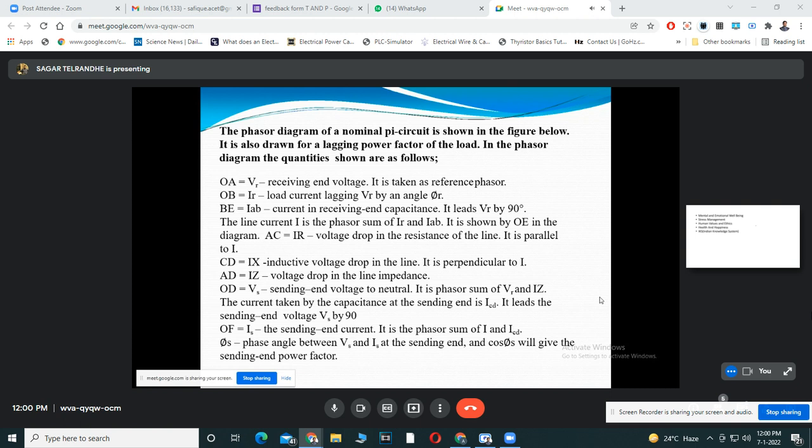Then we have our next phasor OL, which is equal to the sending end current, and it is the phasor sum of I and ICD, where I is the receiving end current. Phi s forms the phase angle between the sending end voltage and sending end current, whereas cos phi s provides us with the sending end power factor.